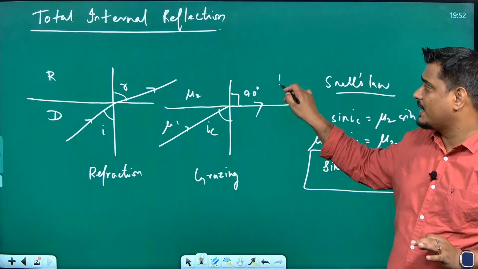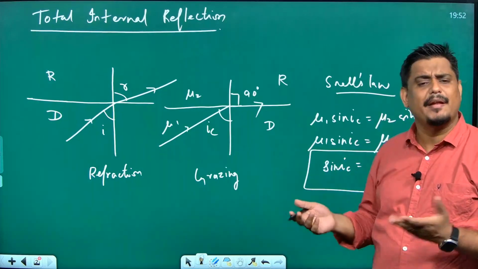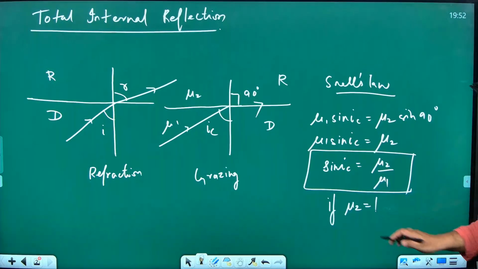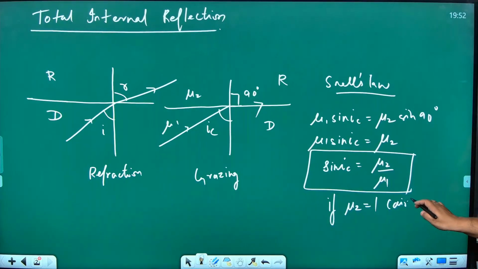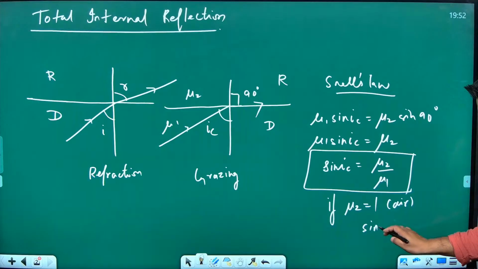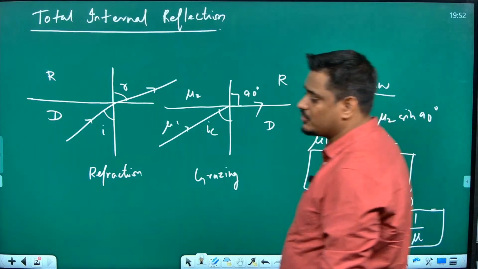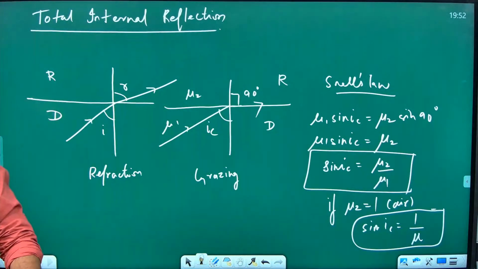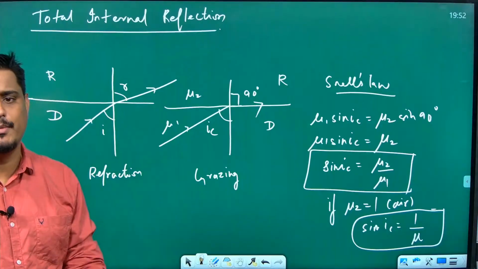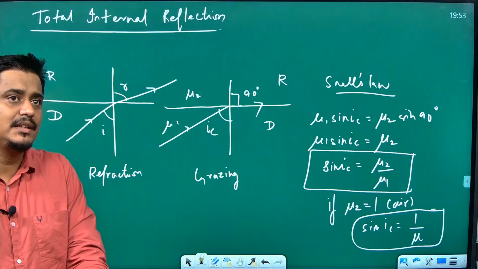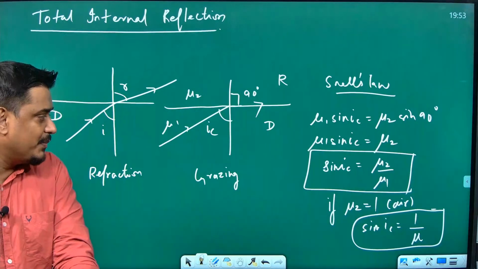Generally, we take the rarer medium as air and the denser medium can be anything. So if mu2 is equal to 1, which is for air, then you will get sin IC is equal to 1 by mu. Do you agree with me? So this is also a formula which we use to find the value of IC, which is sin inverse of 1 by mu. Very important formula. Today we will use this formula for any numerical solving. So critical angle is equal to sin inverse of 1 by mu. Copy it fast.